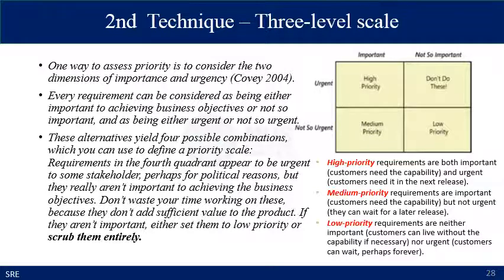One way to assess the priorities is to consider the two dimensions of importance and urgency. Every requirement can be considered as being either important to achieving the business objectives or not so important. On the other hand, it can be urgent or not so urgent. These alternatives yield four possible combinations which you can use to define priority scales. Requirements in the fourth quadrant appear to be urgent and important, therefore they have high priority.